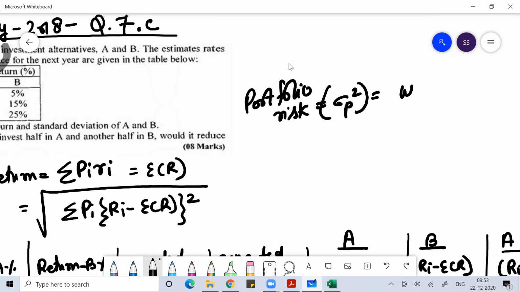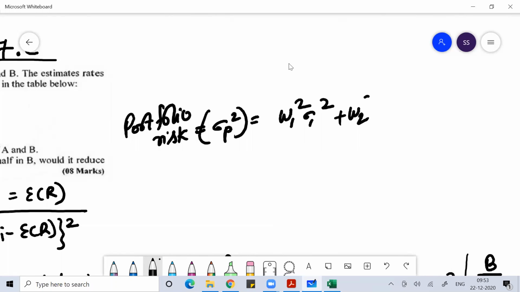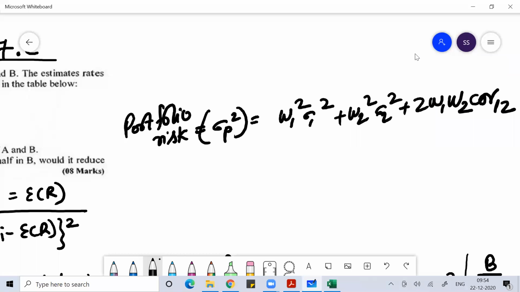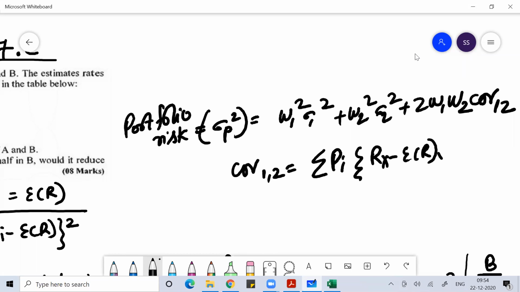So you can find it with the formula W1 square sigma 1 square plus W2 square sigma 2 square plus 2 W1 W2 into covariance between 1 and 2. So this you have to find. In order to find the covariance between 1 and 2, you have to use the formula. What is the formula? Summation of Pi into Rx minus ERx into Ry minus ERy.